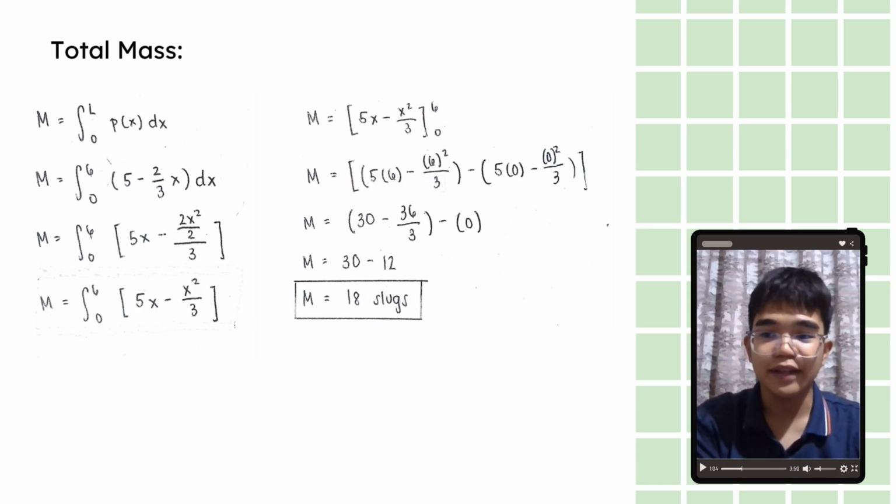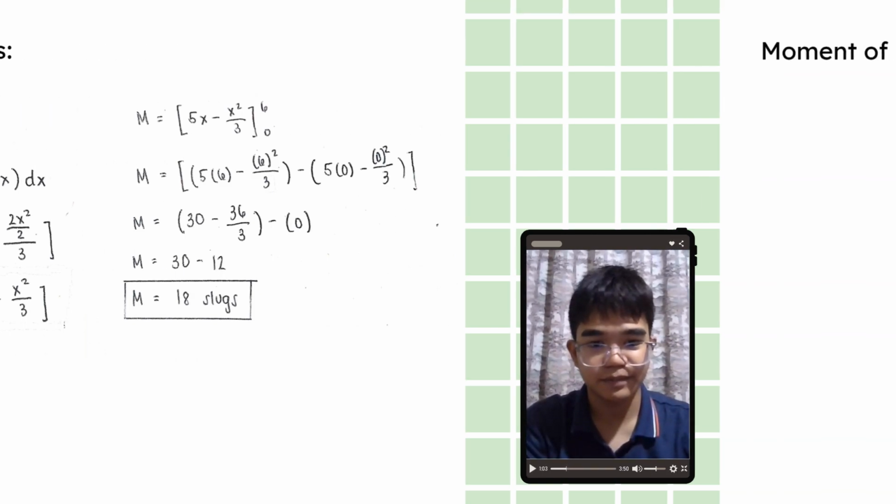Once we have the antiderivative of the function, we write it inside the bracket with the upper limit 6 and the lower limit 0 on the right side. Now we substitute in the upper limit 6 and subtract the lower limit 0. So we have 5 times 6 minus 6 squared over 3 in the upper limit, minus 5 times 0 minus 0 squared over 3 in the lower limit. That would give us 30 minus 36 over 3 minus 0. We simplify, that will give us 30 minus 12, so our total mass is 18 slugs.